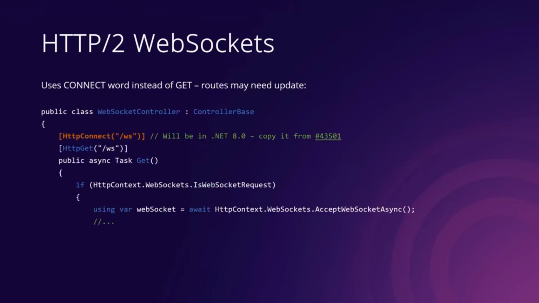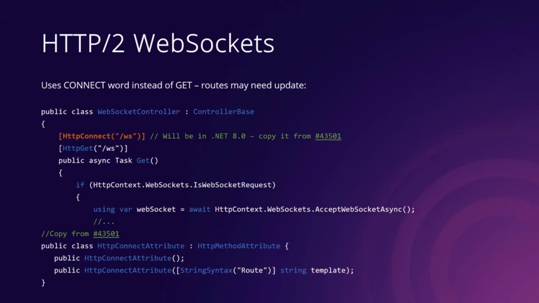And let's look at how it looks on the server. On the server, it uses the CONNECT verb instead of the GET verb, so you may need to update your routes. Here's an example. Instead of HTTP GET, you have to use the HTTP CONNECT attribute. Now, that attribute is not part of .NET 7. It's going to be part of .NET 8. However, it's super simple: 5 lines of code, or 3 lines of real code and 2 curly braces. You copy paste that into your application, and voila, you can get it going.